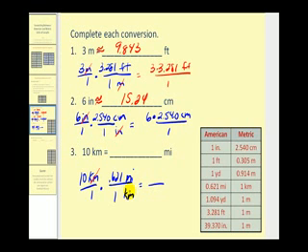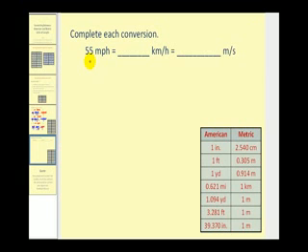Again, notice the kilometers would simplify out, and we're left with 10 times 0.621 miles. Well, multiplying by 10, that would just give us 6.21 miles over 1. So this is approximately equal to 6.21 miles. Let's go and take a look at one that's a little more involved. On this last problem, we want to convert 55 miles per hour into kilometers per hour and then meters per second.